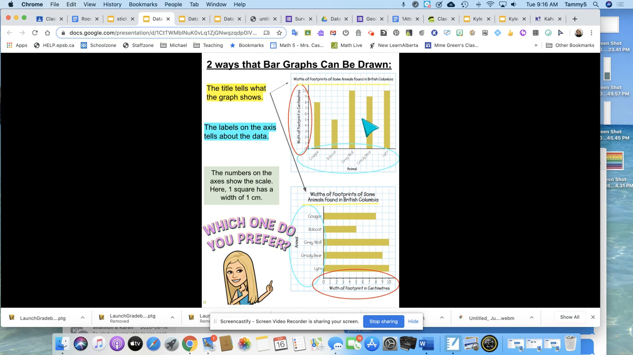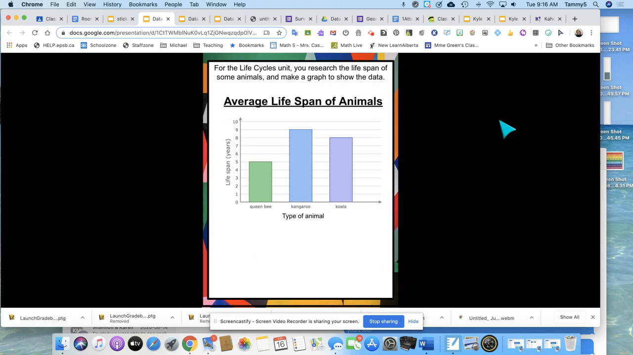This is a little bit more scientific, but again, you're going to see this in your homework assignment, so I added the other type of bar graph. Okay, let's do some questions together. So it says, for the life cycles unit, you research the lifespan of some animals and make a graph to show the data. How many animals did you research?